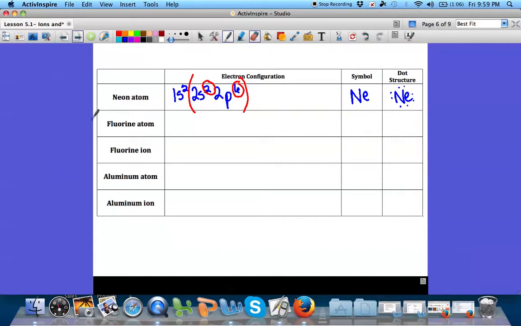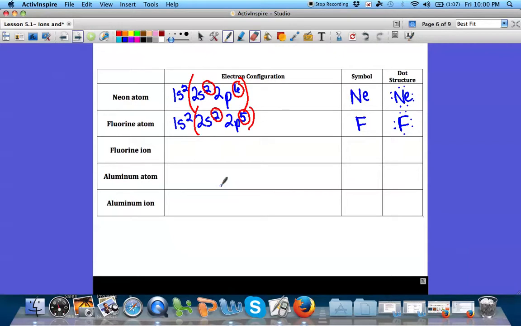For a fluorine atom, we're going to start at hydrogen again: 1s2, 2s2, 2p5. The symbol for fluorine is F. Our highest energy level is the second energy level. We have 2 valence electrons in the S sublevel and 5 in the P sublevel, giving us a total of 7. You can also look at your periodic table. Fluorine is in the 7A column, so it's going to have 7 dots on its dot structure.